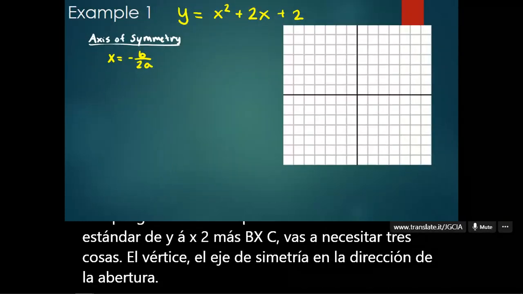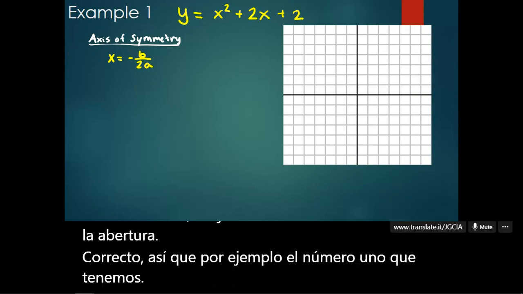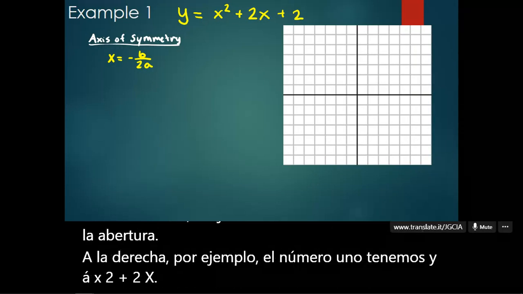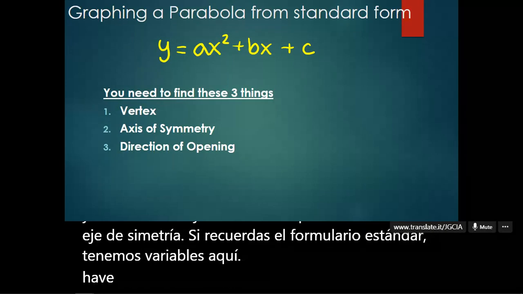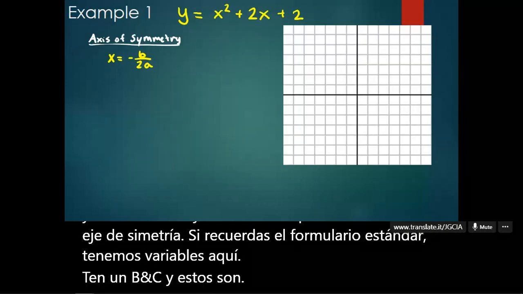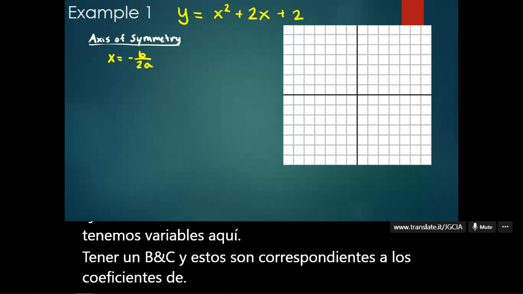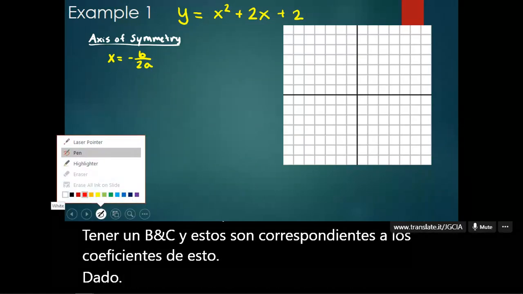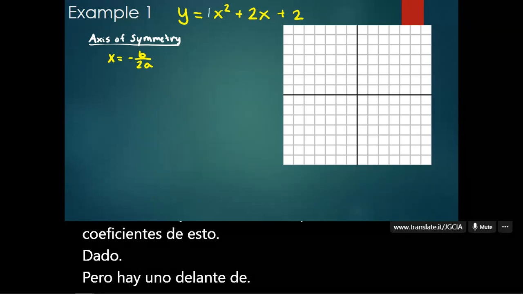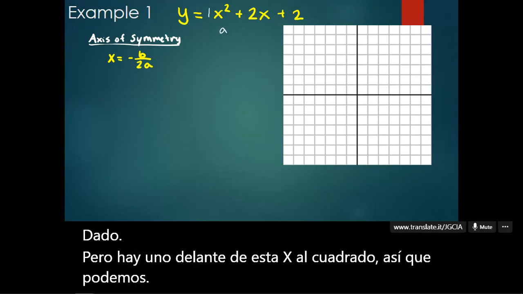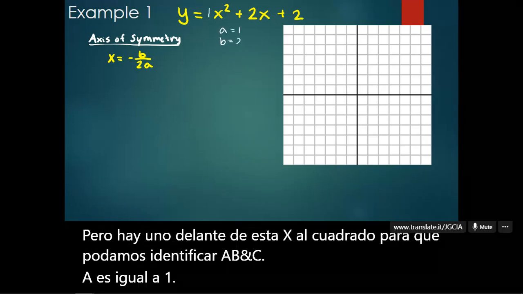Alright, so for example number one, we have y equals x squared plus 2x plus 2. And let's begin by finding the axis of symmetry. If you remember from standard form, we have variables here of a, b, and c, and these correspond to the coefficients of this given. There is a 1 in front of this x squared, so we can identify a, b, and c. A is equal to 1, b is equal to 2, and c is equal to 2.